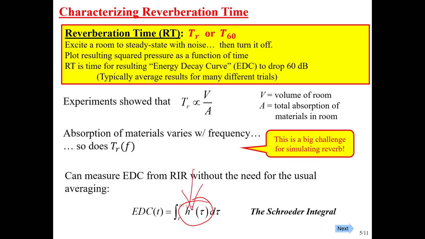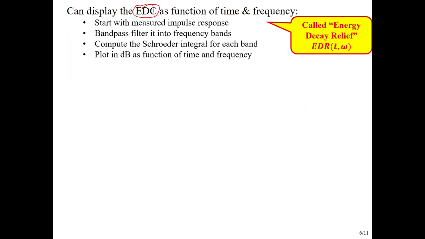And now instead of just doing this on H, we're going to do a bunch of different Schroeder integrals, one for each subband of frequency. So we're going to start with a measured impulse response, and then we're going to take that impulse response and run it through a bandpass filter. That breaks it into its frequency bands.